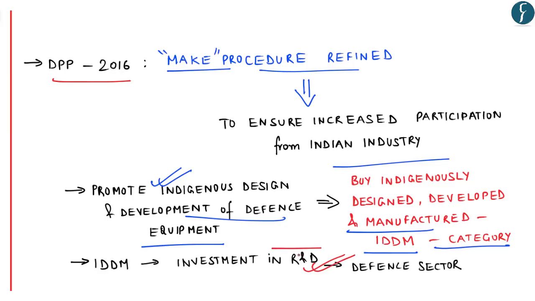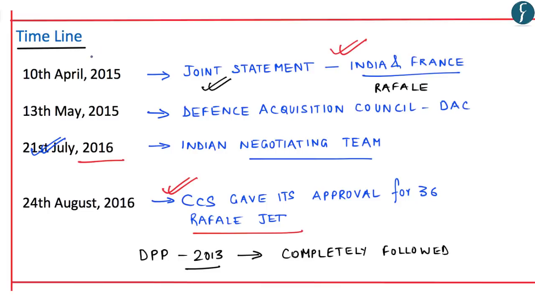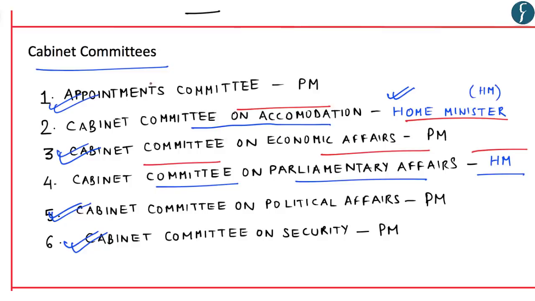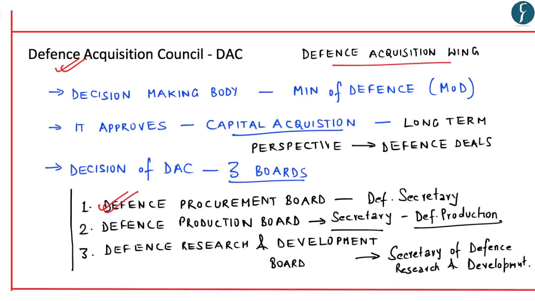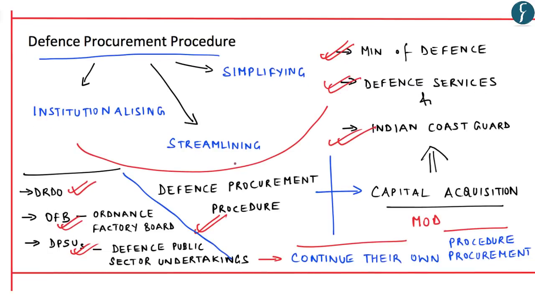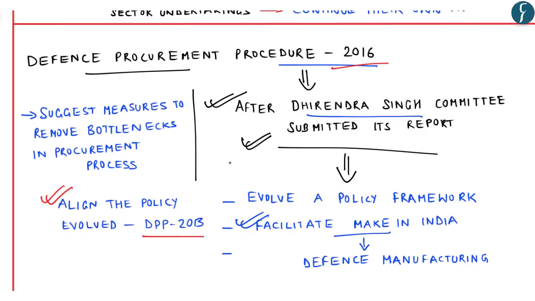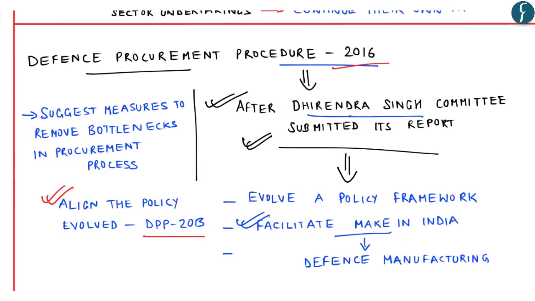So in this analysis, we went briefly through the timeline with respect to whatever has happened in terms of defense procurement of Rafale jet. We also went through the 6 cabinet committees, some of which are headed by the Prime Minister and some of which are headed by the Home Minister. Then we also tried to understand about the Defense Acquisition Council. And finally, we also tried to understand about the defense procurement procedure. And in this aspect, we also understood that the Dhirendra Singh committee has submitted its report on the basis of which the Ministry of Defense has approved the defense procurement procedure of 2016.